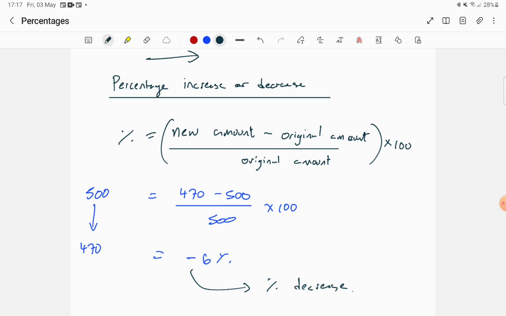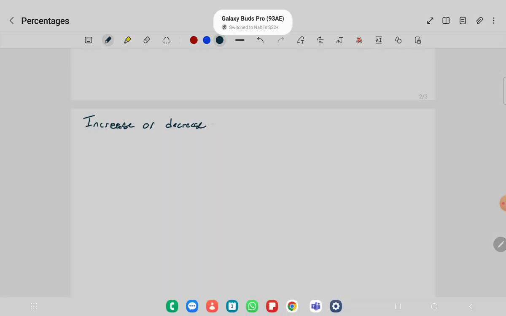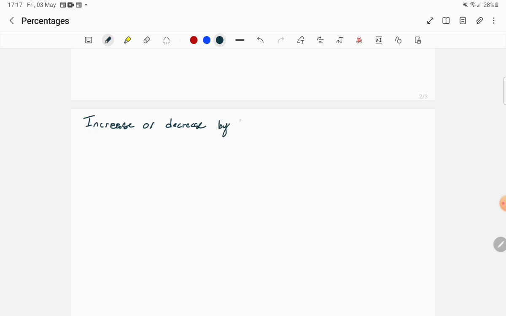And another thing, in terms of percentage increase or decrease, they can ask you to increase an amount by a certain percentage, or they can ask you to decrease an amount by a certain percentage. So in doing so, how would you actually do that? Let's make a note of this. So this is an instruction, where you'd have to increase or decrease by a specific percentage.